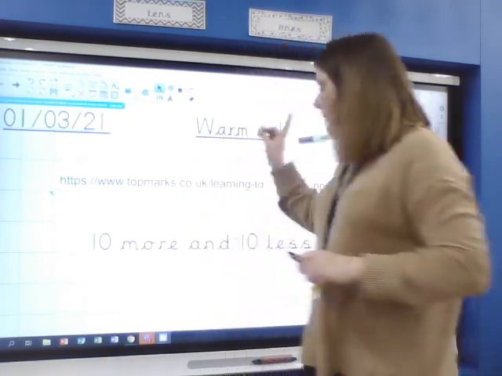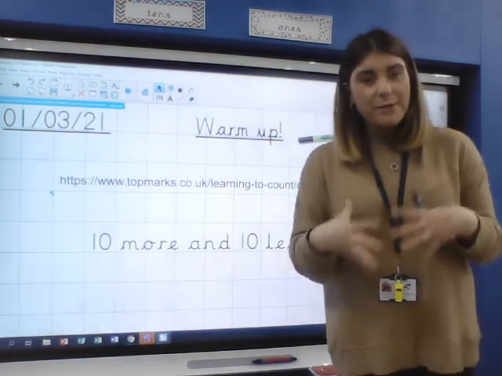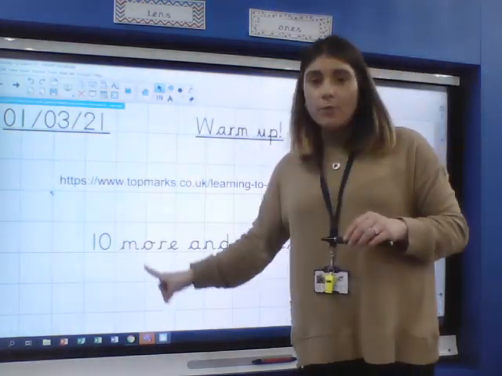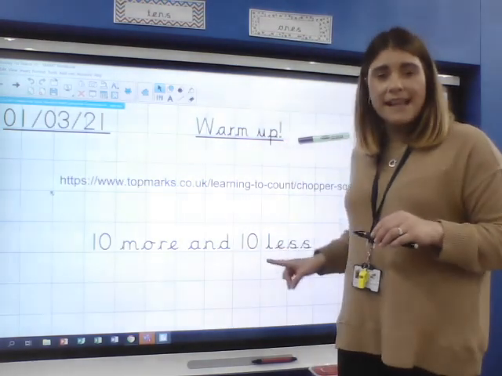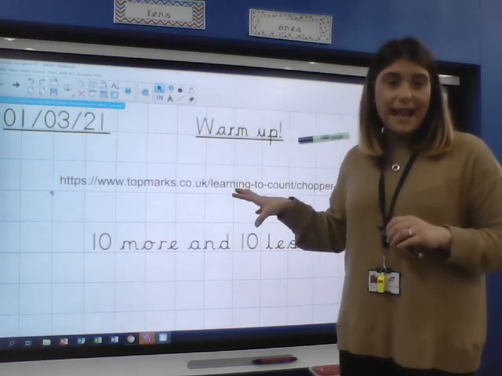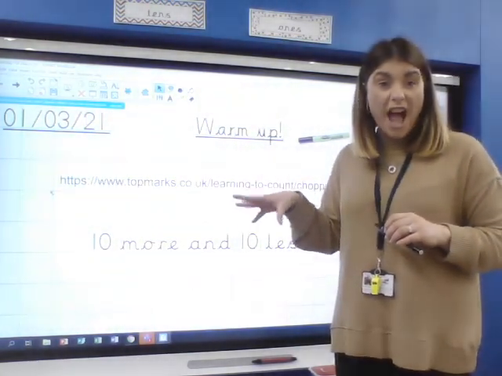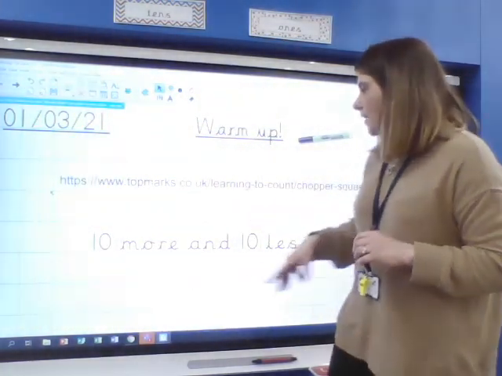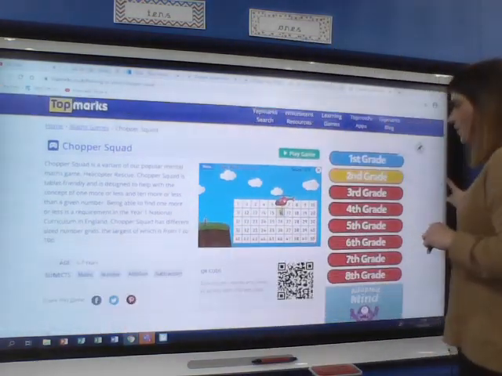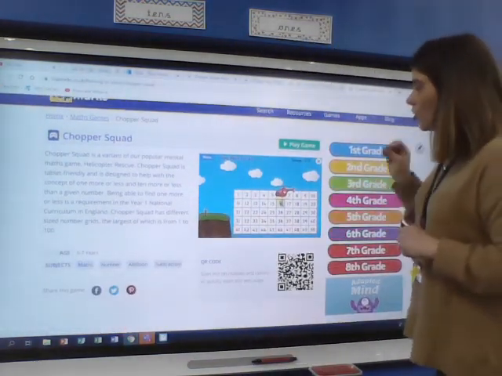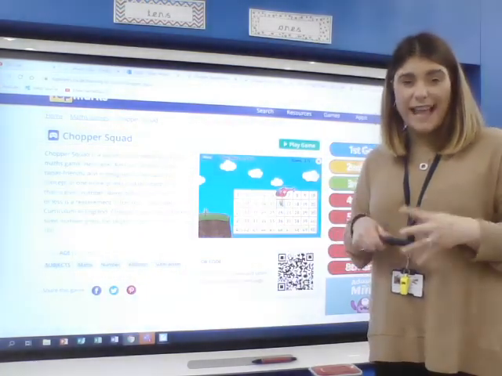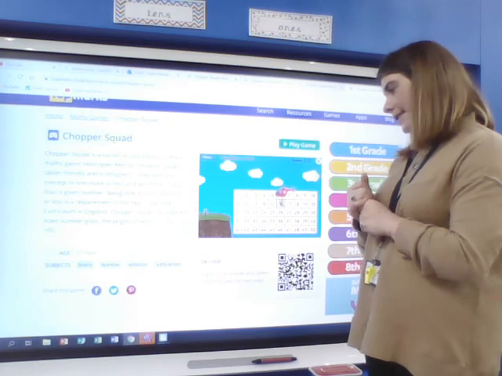So we're going to start with our maths warm-up today, and we're going to start today with the Top Marks game. Now, last week we were looking at 10 more than a number and 10 less, and we found this quite difficult. So I'm going to show you how to access one of our games that we would use in school at home online. So, Mrs. Wood, click my link, and my link takes me to a Top Marks game called Chopper Squad. Now, this game can be used for one more and one less. We're going to use it for 10 more and 10 less.